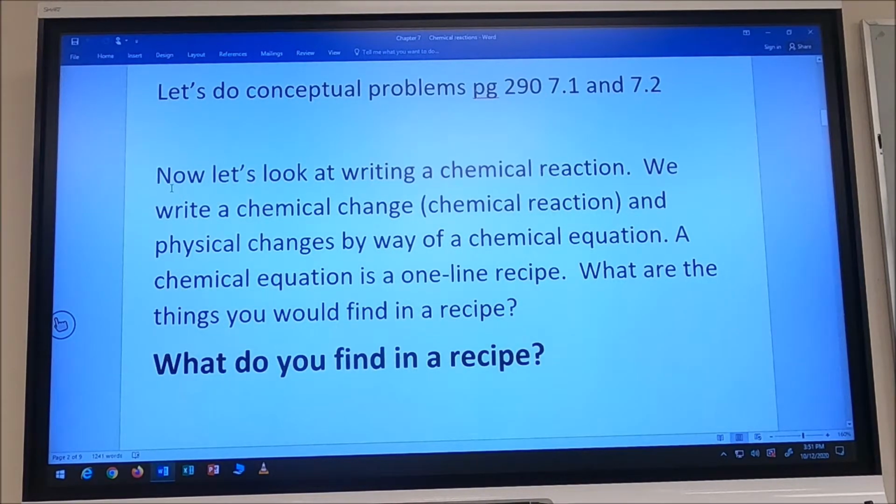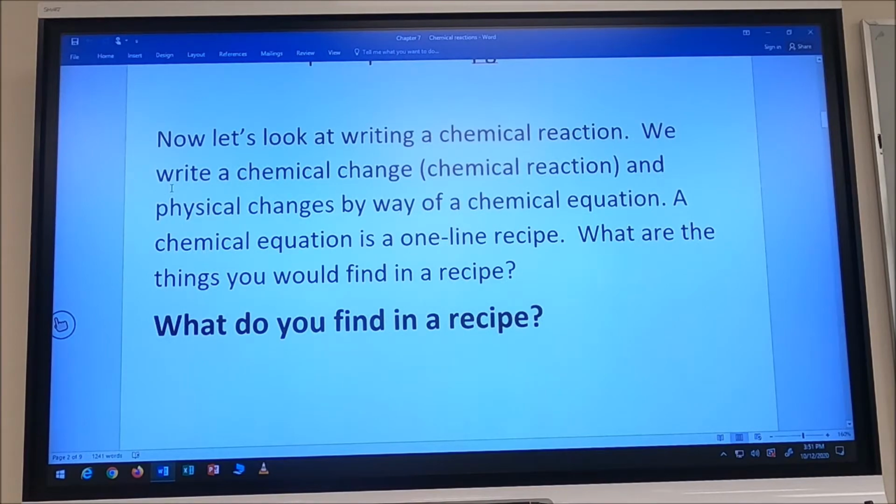Okay? So let's look at writing a chemical reaction. When we think about writing a chemical reaction, what we're doing is we're writing a recipe. And we're doing it in the form of something called a chemical equation, a one-line recipe. Now, being from the Western world, we read left to right. Our chemical recipe, our chemical equation, is going to read left to right.